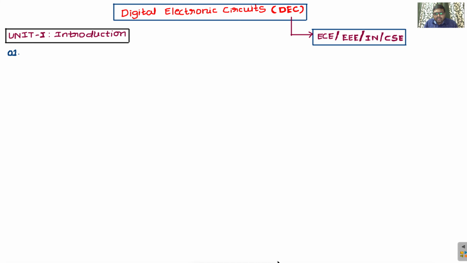And from the GATE point of view, the subject is the same for ECE, EEE, instrumentation, and computer science engineering students. For all these streams the subject is the same. Some of the topics may be altered, but from the subject point of view it is the same for all four branches. Coming to the syllabus part, the entire syllabus is divided into six parts, otherwise six units. I will give the detailed syllabus here.